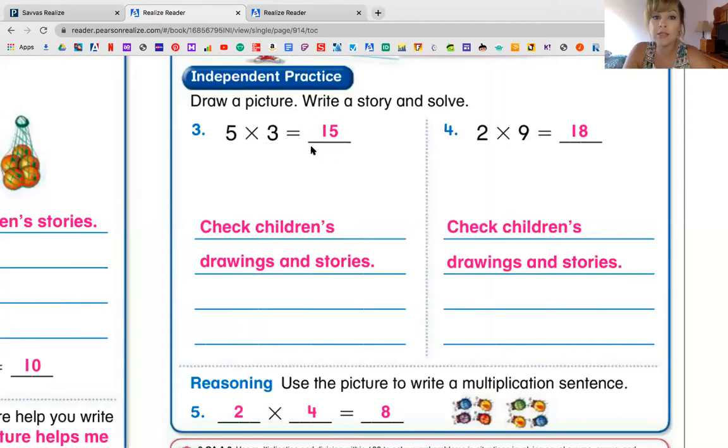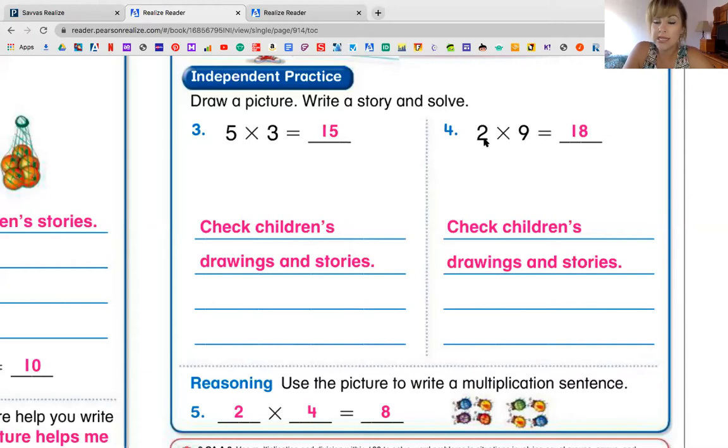And then you guys can create a story. As long as your story had the numbers 5 and the number 3 in it, and you somehow were able to get the total of 15, you were good. Maybe I wanted to draw 5 baskets of 3 strawberries. So I would say, I have 5 baskets. Each basket has 3 strawberries in it. How many strawberries are there in all? 5 times 3, and then my answer would be 15 strawberries, okay?